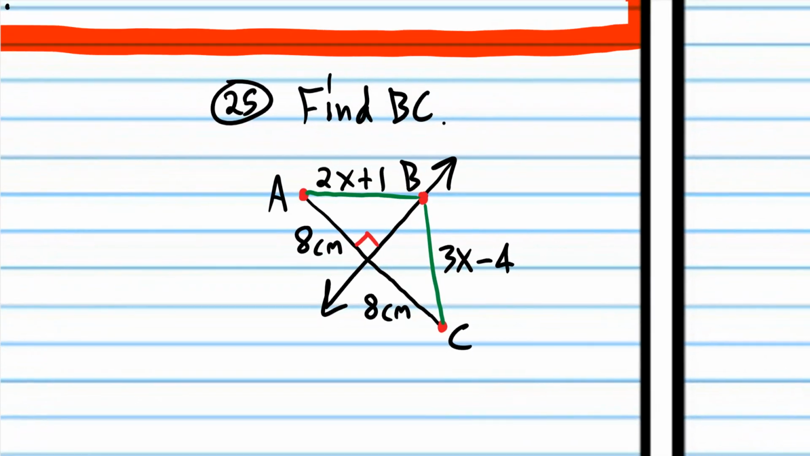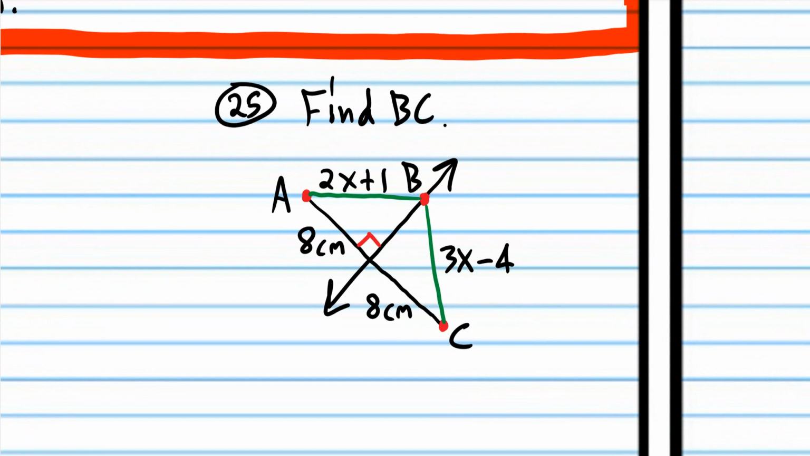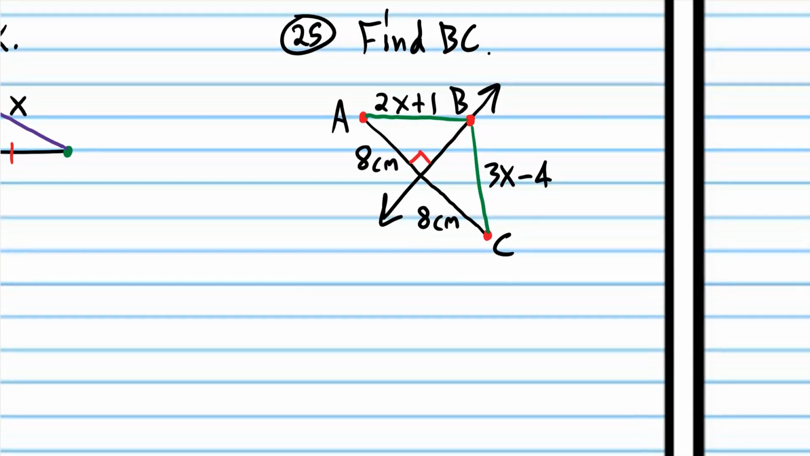All right, so now we have another perpendicular bisector because this length is equal to this length, which means that it's bisected. This line is bisecting the segment, and it's also 90 degrees. So because this point is on the perpendicular bisector, that means this length must be equal to this length. It's equidistant from these endpoints. So that means that 2x plus 1 is equal to 3x minus 4.